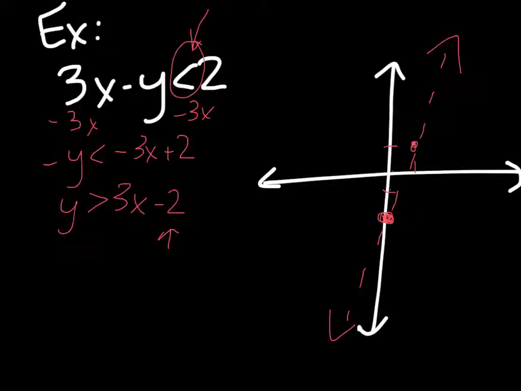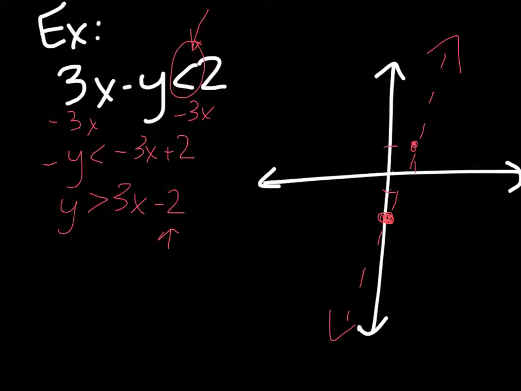And then I'm going to use what we call that test point, because basically I need to see, is it all of the points over on this side of the line that work? Or is it all the points over on this side of the line that work? So I'm going to use a test point, and I'm going to use the origin, because it's easy, 0, 0, and I'm going to see if that point works. If it works, then anything over here will work. If it doesn't work, then anything over here will work. And so I'm going to test it in there.